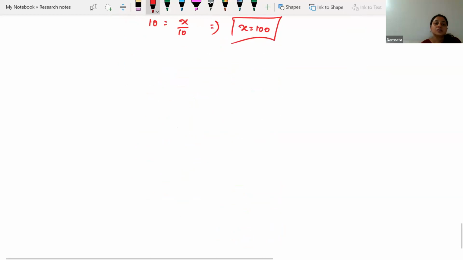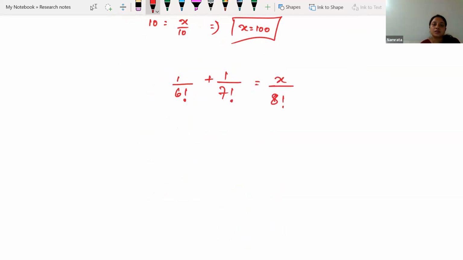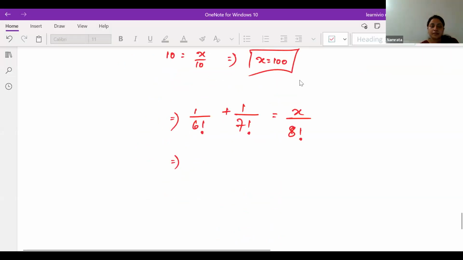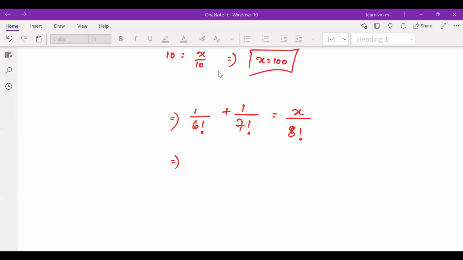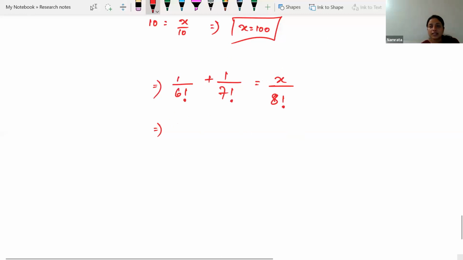You are going to tell me what we are supposed to do over here. 1 by 6 factorial plus 1 by 7 factorial is equal to x by 8 factorial. Tell me how to find the value of x over here. Yes, Lena, how to do it? What will be the LCM?